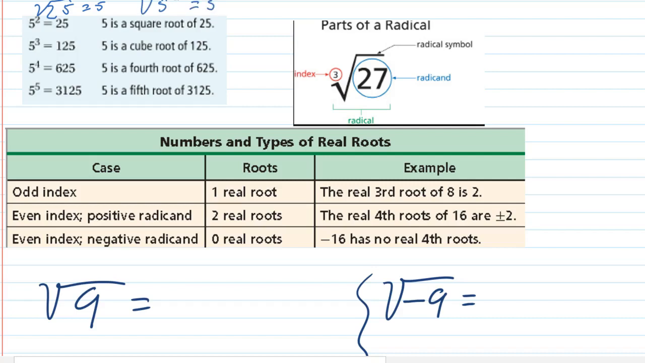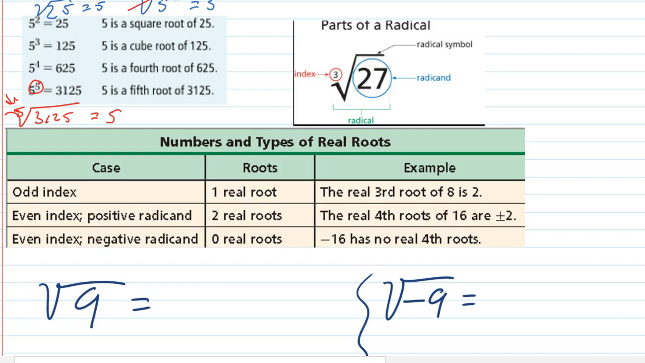We can all agree that 5 squared is the same as 25. So right here you should be able to see through simplification, the square root and the square cancel each other out. Now that's going to be the same thing for a cubed, a fourth, and a fifth. If I say the fifth root of 3125, that's also going to give me a 5. Exponent of 5 and a root of 5 are opposites.